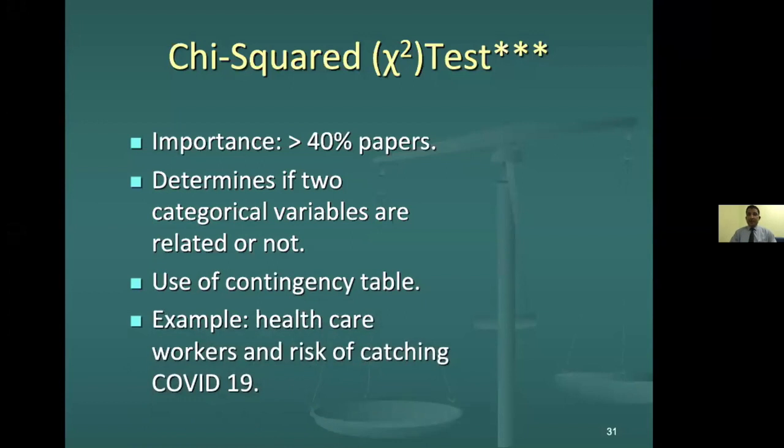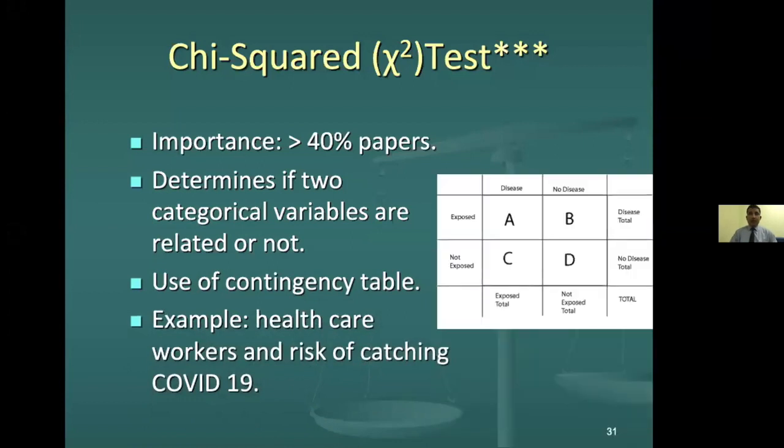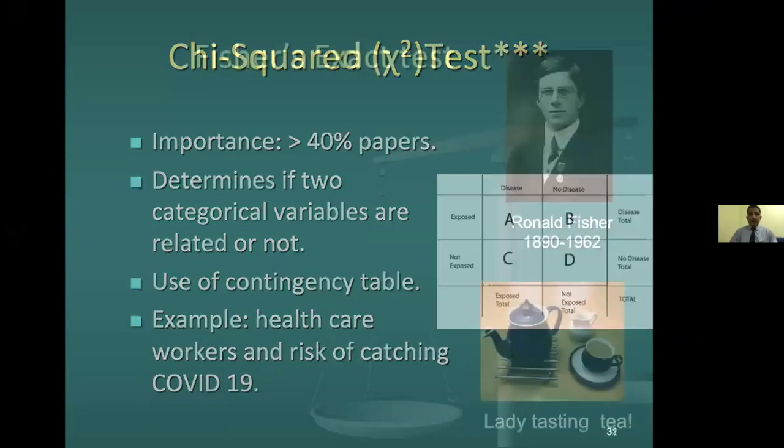The example will be the current one: what is the actual risk of healthcare workers who are taking care of COVID patients catching COVID-19. You make disease and no disease, exposed and not exposed, and see how many of them actually end up getting the disease, and how many of those not exposed also end up getting the disease. You do the chi-square test and come up with the value, and then you can say that working in the hospital carries a statistically significantly higher risk of catching COVID compared to working in a bank or something. We can do those kinds of research and apply the chi-square test.